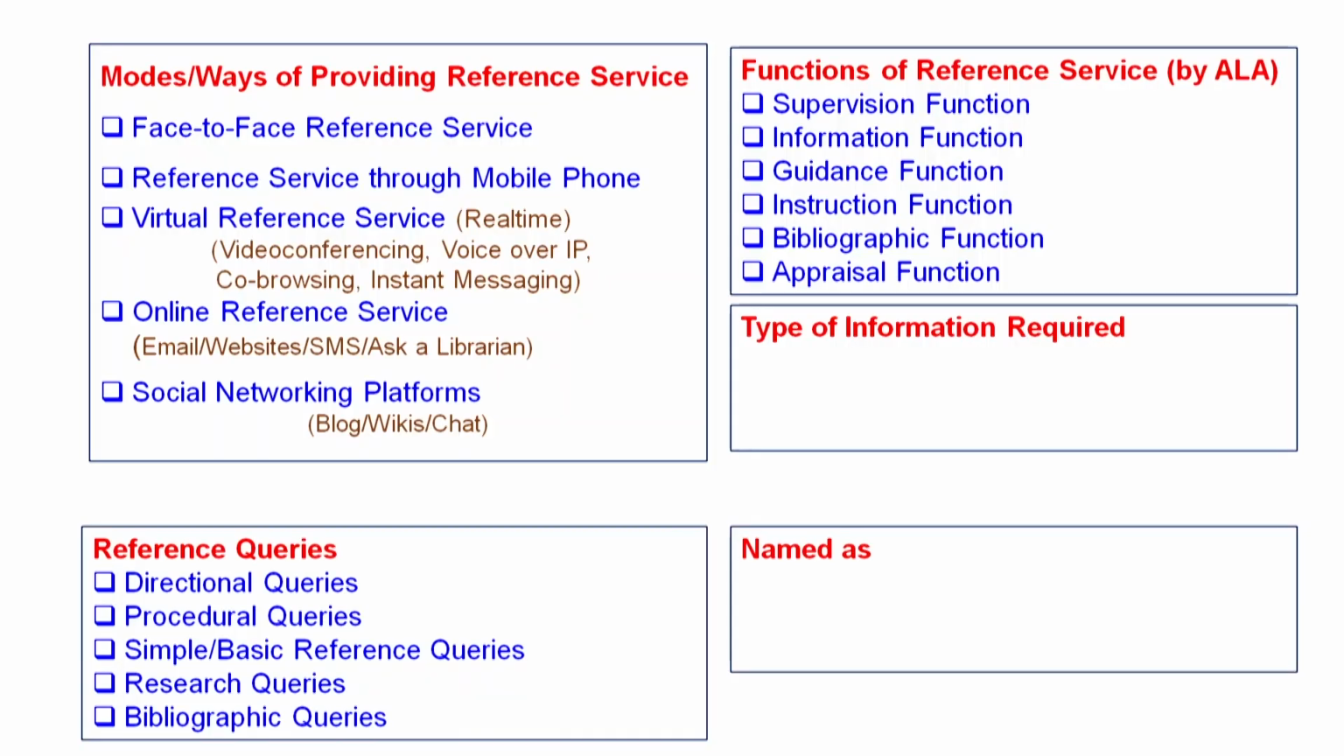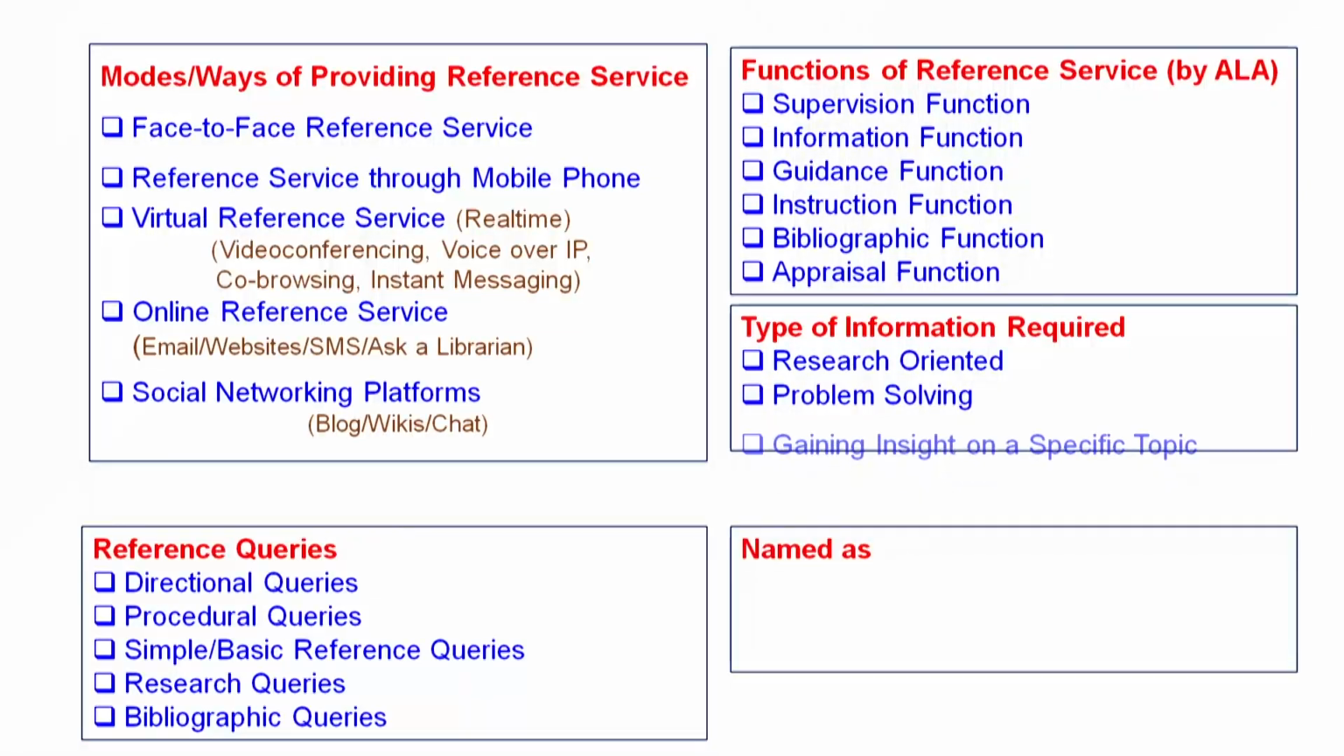And apart from that, there can be bibliographical queries in which a bibliographic analysis is required. What is the subject in which the user is asking a query, and what are the resources available in this subject area? So you have to make a bibliographical analysis. That we call bibliographical queries. And type of information, normally it can be research oriented.